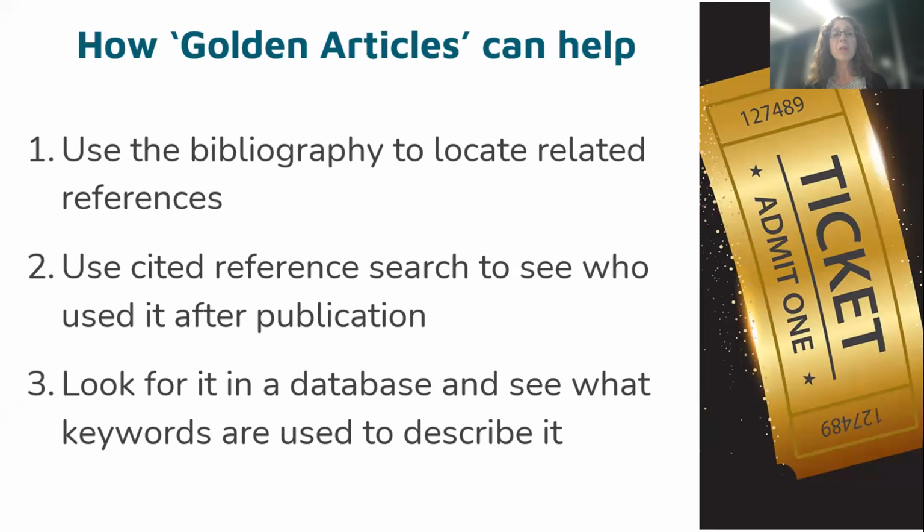And you're going to use golden articles, so they're the articles that are really talking about what you want to investigate that you've previously come across. And you're going to make the most of those using the bibliography to locate relevant references. So that's going back. What did they use in their research? You're going to use a cited reference search to see who used it after publication. So that's moving forwards. And then you can look for it in a database and see what keywords were used to describe it. And again, this is going to help you when you're building your search strategy to think of keywords that you would need to use.